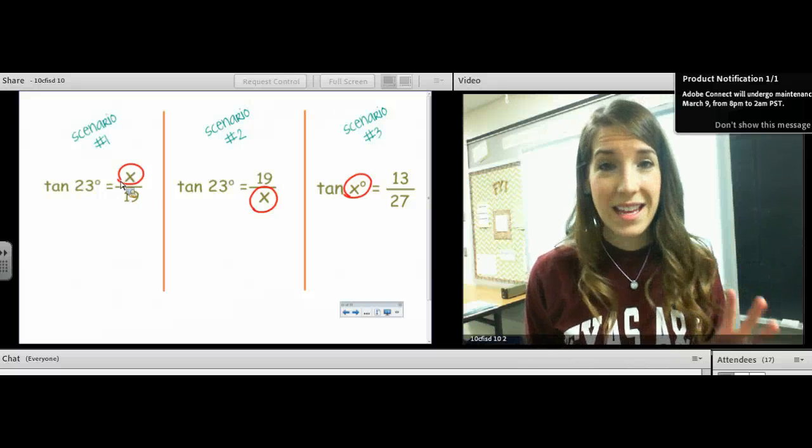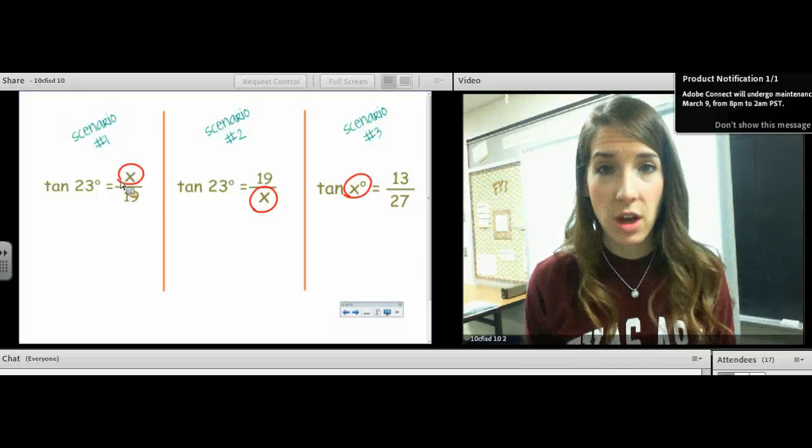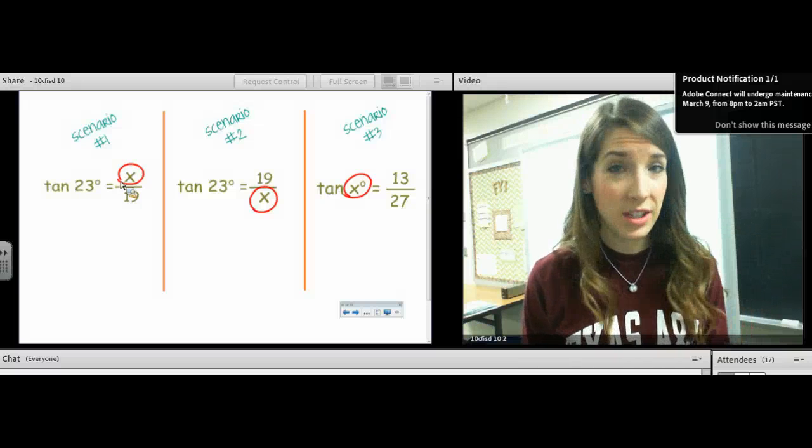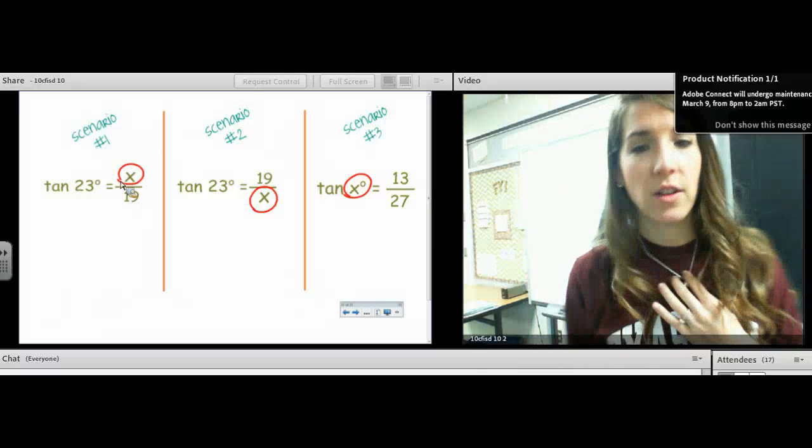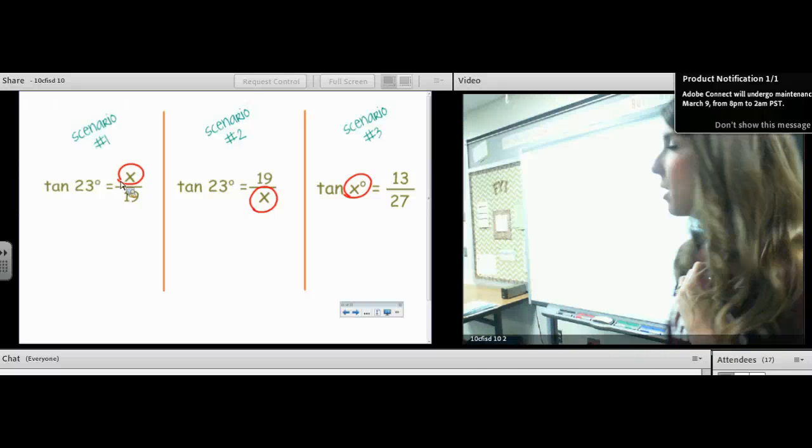All trig is, guys, is a ratio. Trig is just a division sign. And we're going to get into that later. Let's keep going. So, scenario number 1. You wrote down those 3 scenarios. Here's number 1. When x is in the numerator of the fraction, every time you're going to multiply.